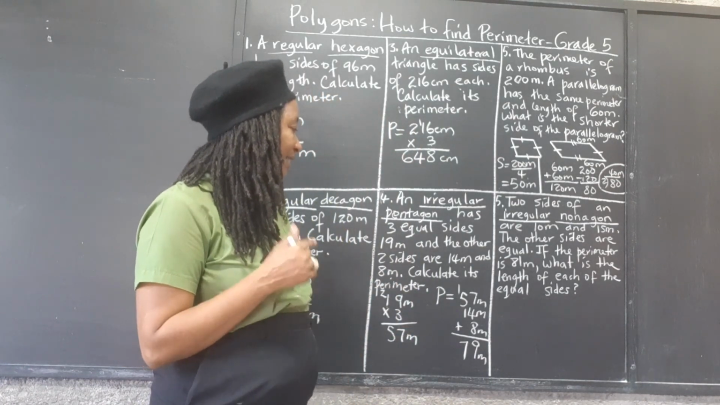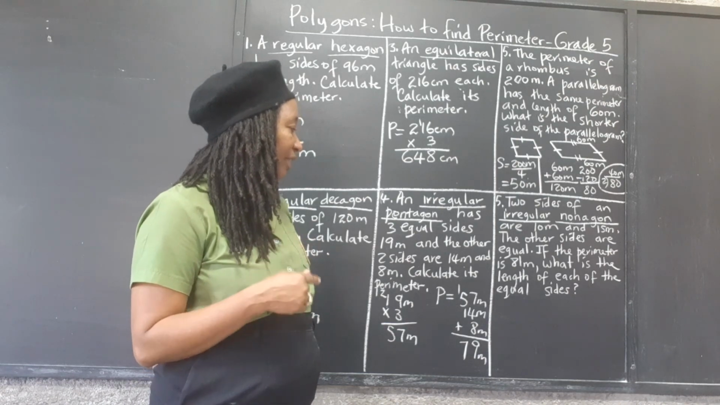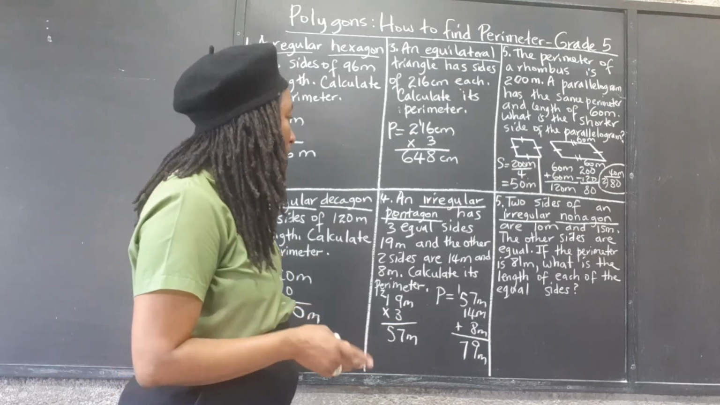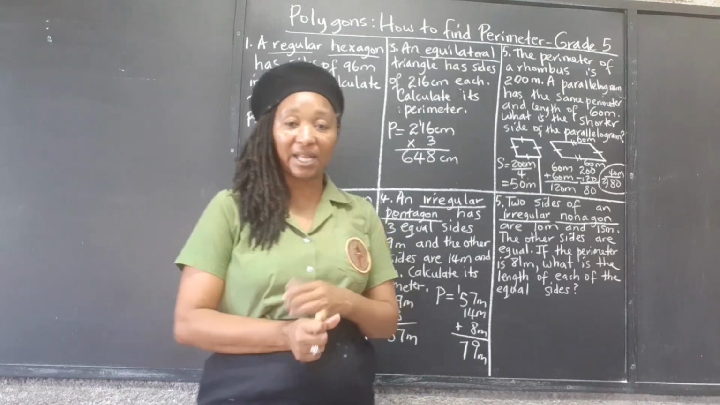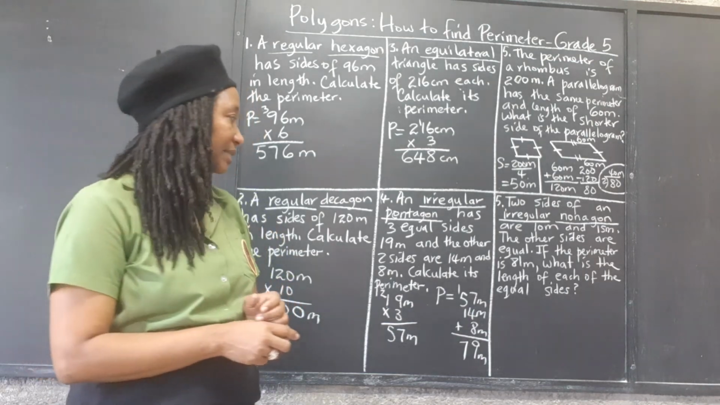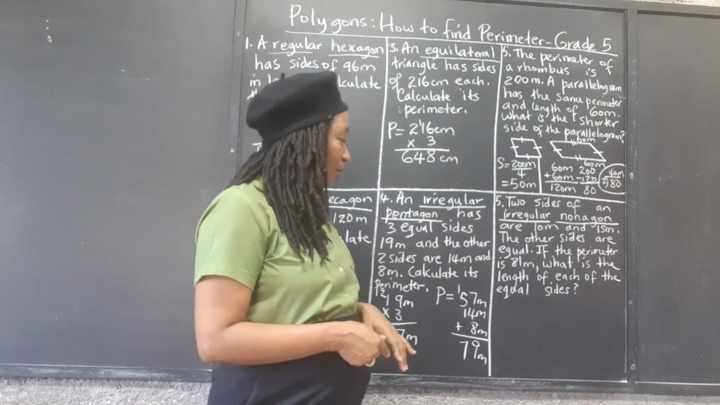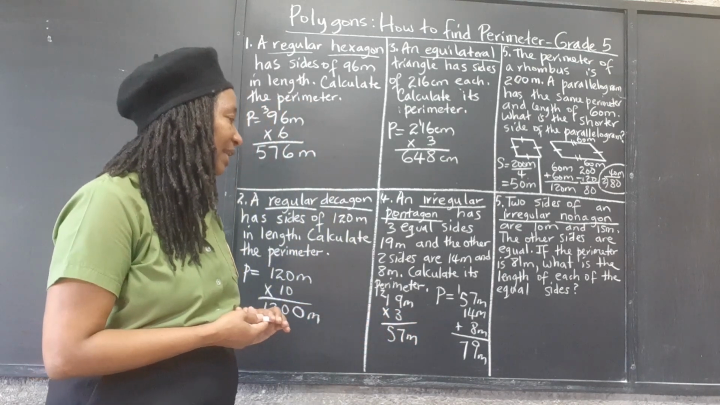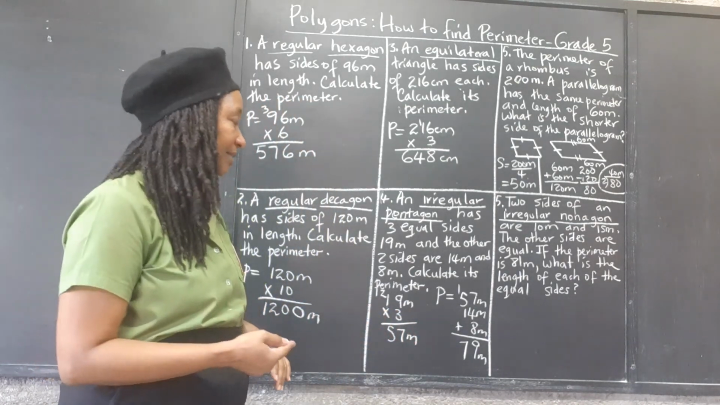Alright, so if the perimeter is 81 meters, what's the length of each of the equal sides? So let me read that again. Two sides of an irregular nonagon are 10 meters and 15 meters. The other sides are equal. If the perimeter is 81 meters, what is the length of each of the equal sides?